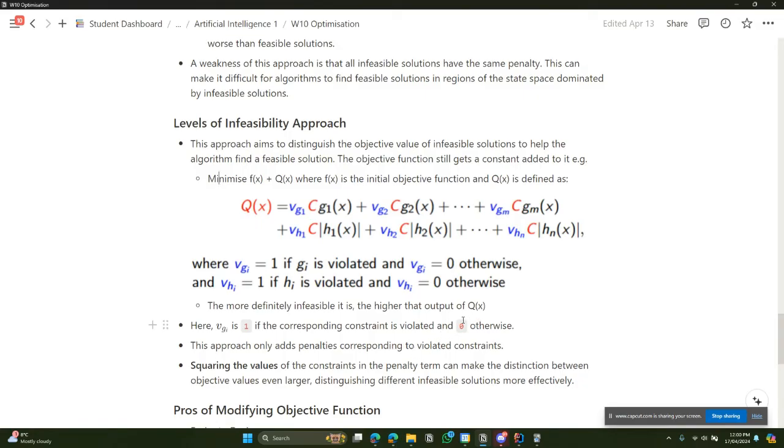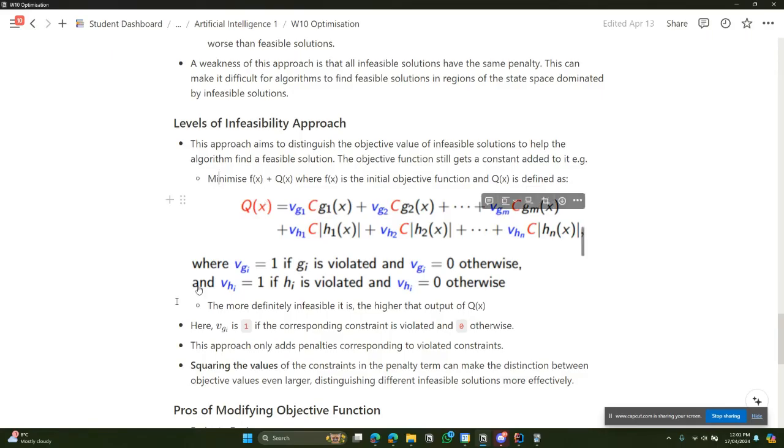So this means that the more constraints, and the more serious the constraints, that the solution has violated, the larger the value of q of x will be. It's not just one large constant like the death penalty. This differentiates between the infeasibleness. If it violates just one, it won't be that infeasible. The value of the objective function won't be increased as much if it's only violated one constraint. However, if it's violated two or all of the constraints, you'd have a very large value of q, which would naturally mean it's not going to be a good solution because we're trying to minimize it.